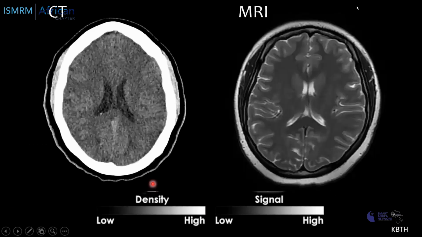So let's take a look at these CT and MRI images of the brain. Both are centered at the level of the corona radiata, or the body of the lateral ventricles.